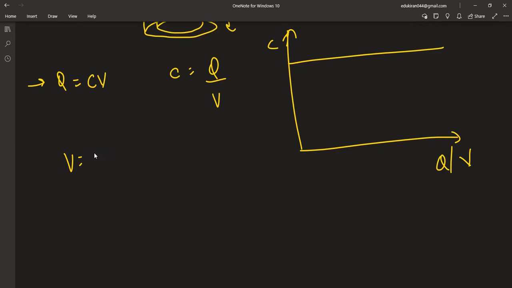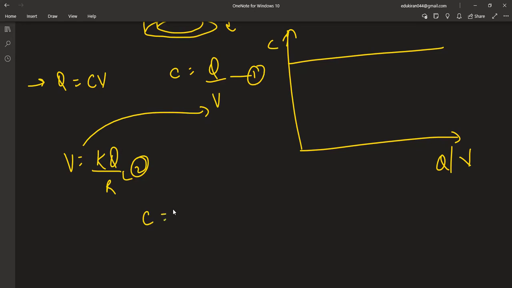This is the formula you have to refer to. KQ by R, right? If you are having force, then you have KQ square by R square. If you're just talking about electric field, then we eliminate one of the charges. When you're talking about potential, then you simply have KQ by R. So if you take this second equation, and this is our first equation, let us substitute the value in here. What is the value that we'll obtain?